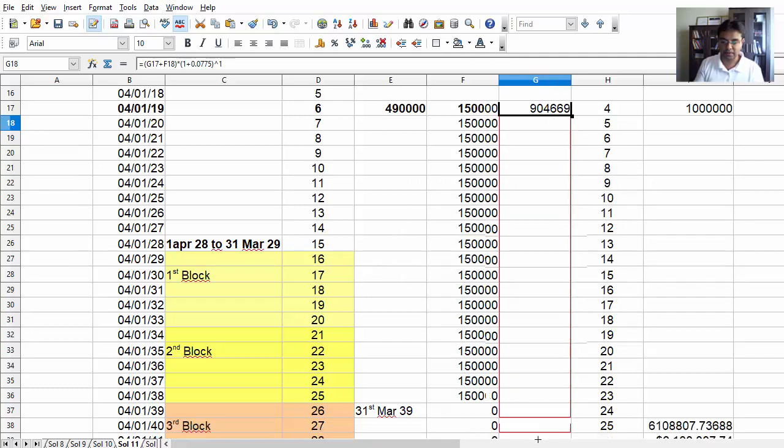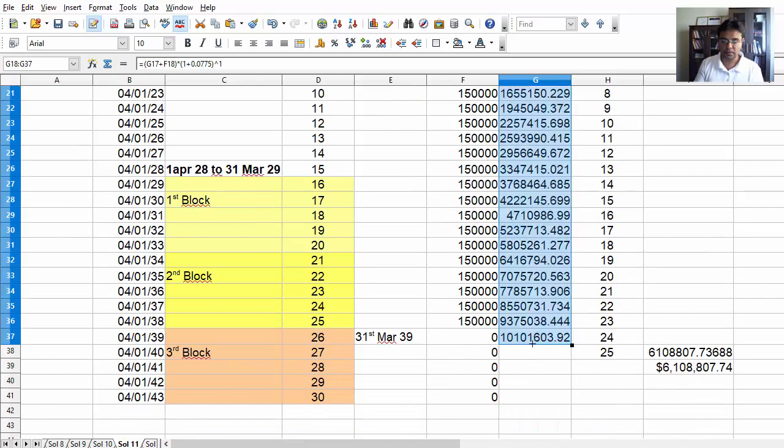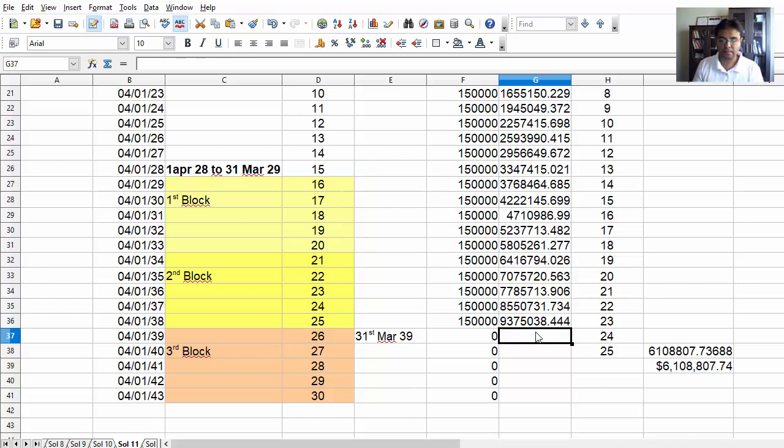And let me come down. Now what I'm getting is 93,75,038. So this is the value as on 31st March 39. So I'll shift up. Okay, so we have the future value.